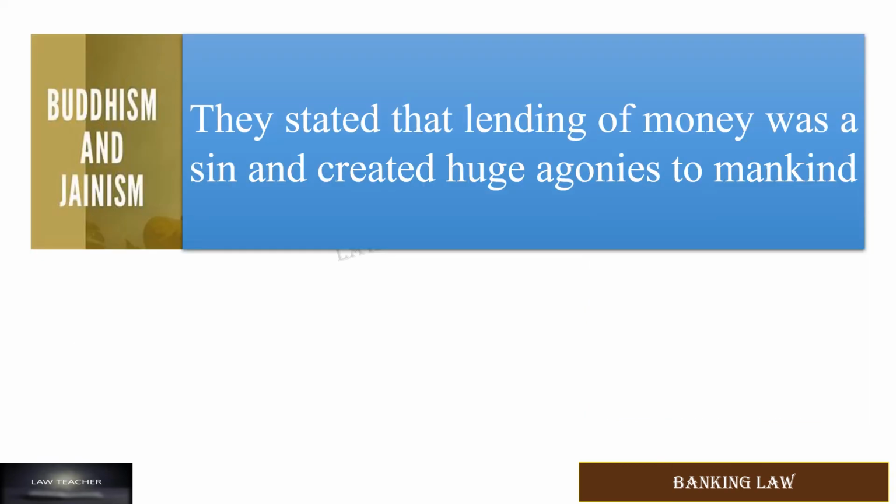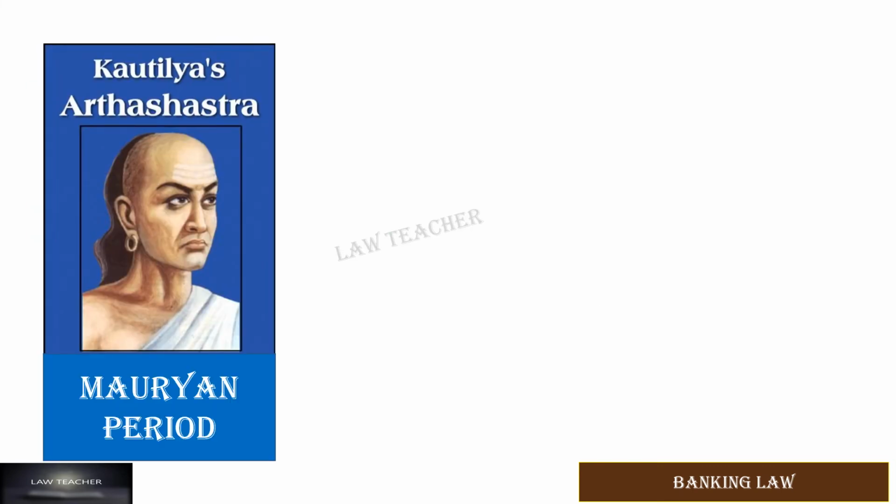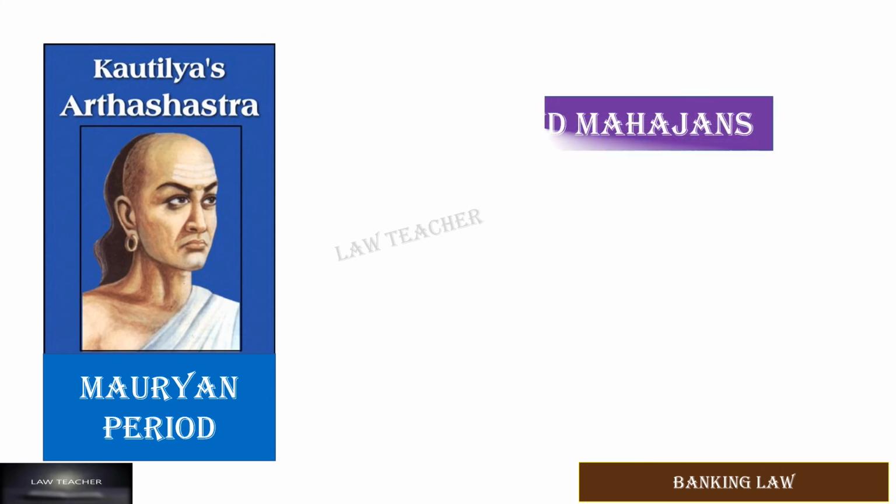Buddha and Mahavir denounced the practice of money lending. They stated that lending of money was a sin and created huge agonies to mankind. However, during the Buddhist period, even the Brahmins and Kshatriyas started to adopt banking as a business. During this period, bills of exchange also came into existence. Kautilya in the Arthashastra, which was written during the Mauryan period in the 4th century BC, stated the maximum rate of interest which could be charged by the money lenders. During this period, the bankers were known as Sahukas and Mahajans.